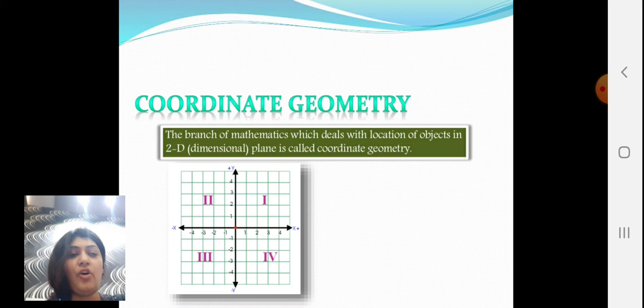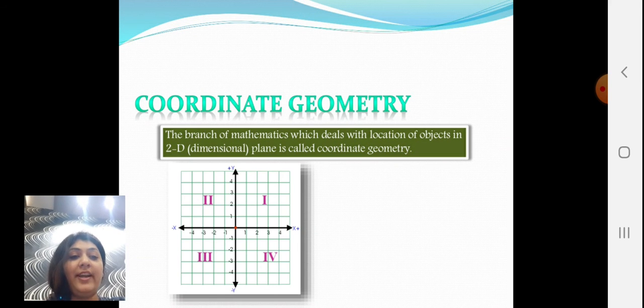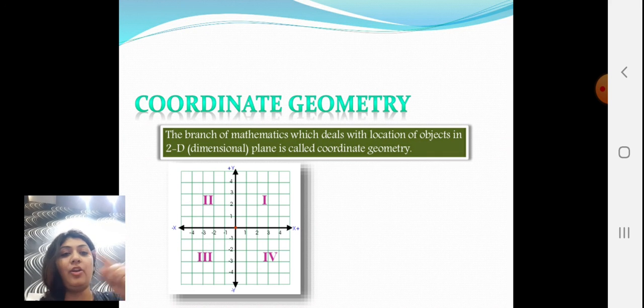Now the branch of mathematics which deals with the location of the object in 2D, two-dimension plane, is called the coordinate geometry. You can see that I have drawn x-axis and y-axis which intersect each other at point O, that is the origin point, leaving 4 quadrants behind. You can see quadrant 1, 2, 3, 4. You have to go anti-clockwise.